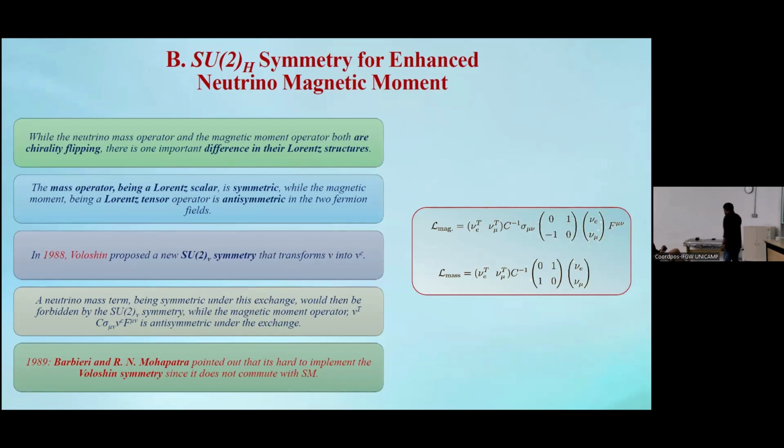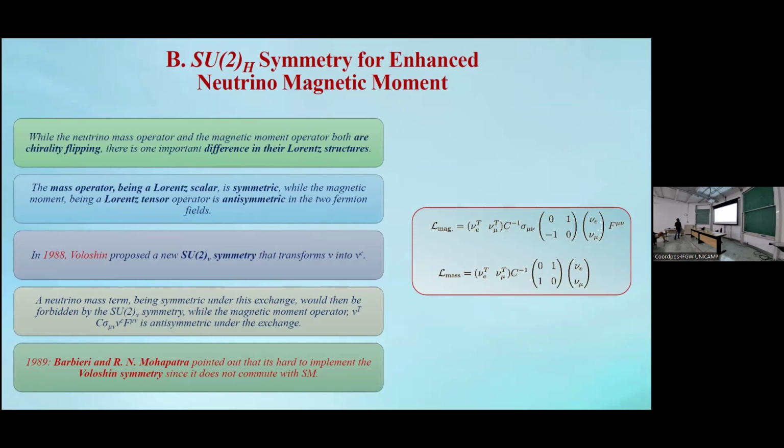Then the second and another interesting independent mechanism which can disentangle this mass and magnetic moments, that we call horizontal symmetry. The idea is very simple. As I said, although both are same helicity flipping operators, one is a Lorentz scalar, the mass operator, and the magnetic moment, being a Lorentz tensor operator, is antisymmetric in the two families. And in 88, Holocene rightly, very nicely identified this idea that if you impose some SU(2) neutrino symmetry, because their order structure is different, if neutrino transforms into its conjugate, then it can contribute to neutrino magnetic moment, but not to neutrino mass. So that's the idea that's popularly known as Boltzmann symmetry.